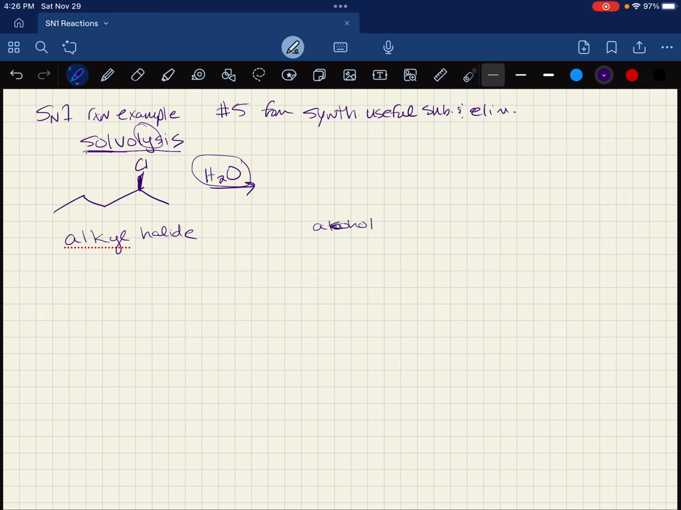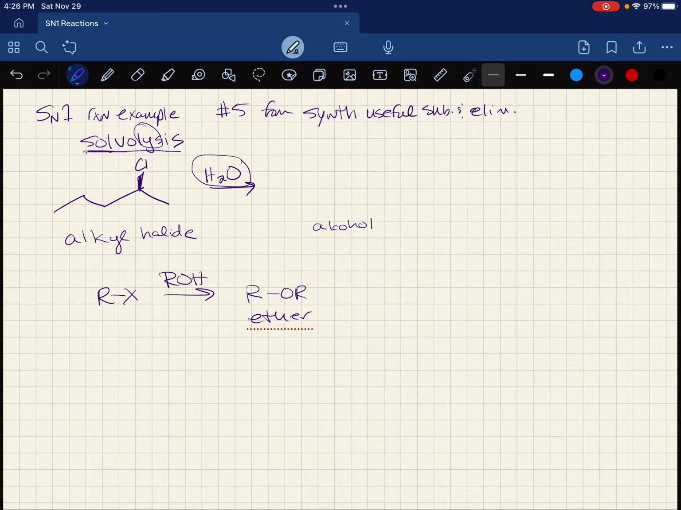You could also do this using alcohol as the solvent. If you were to take alcohol as the solvent, then you would be producing an ether as the product instead of an alcohol.